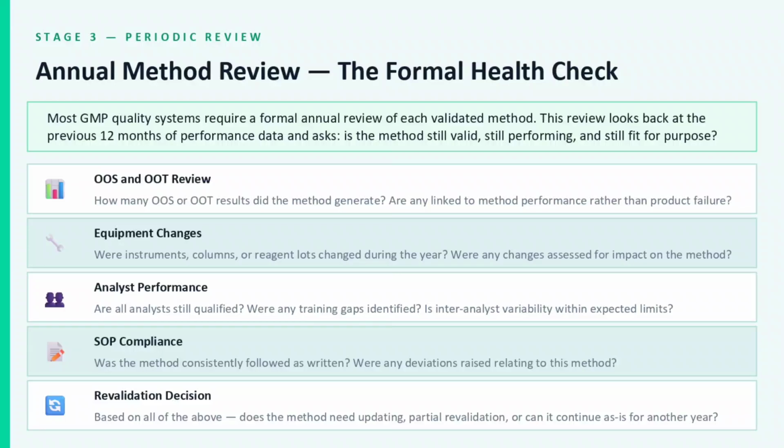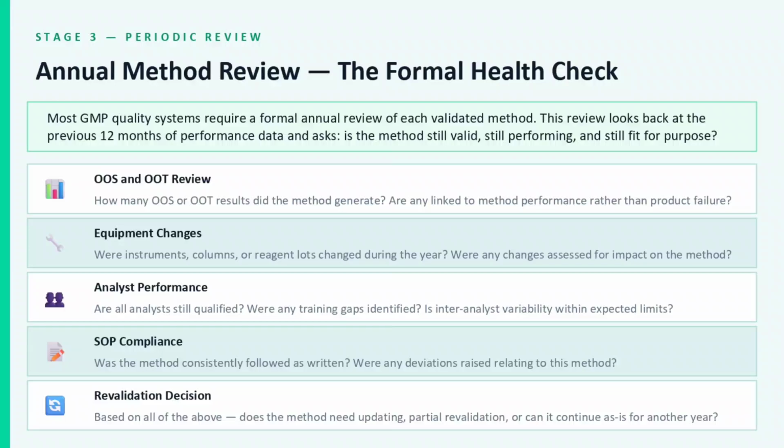The annual method review. Most GMP quality systems require that every validated method is formally reviewed once a year. This is not a casual check. It is a documented review that looks at the past 12 months of performance data and asks one question. Is this method still valid, still performing, and still fit for purpose? The review covers 5 areas.